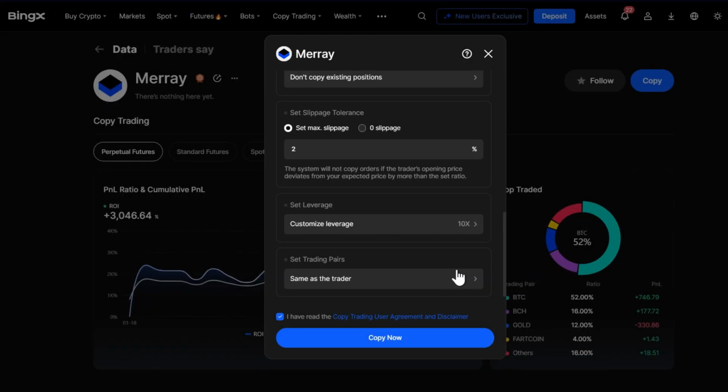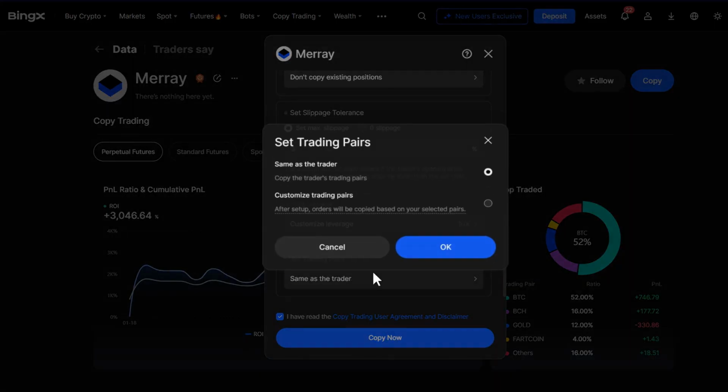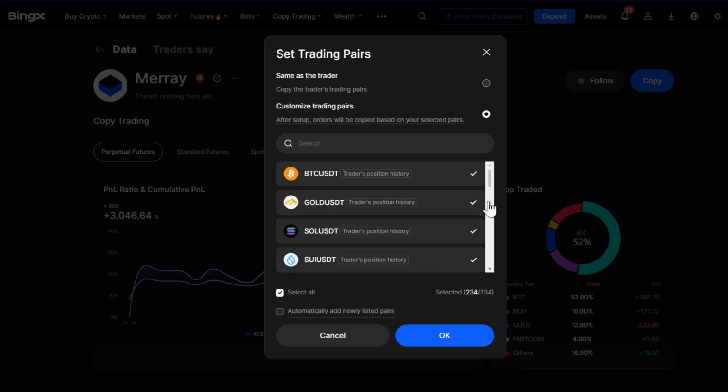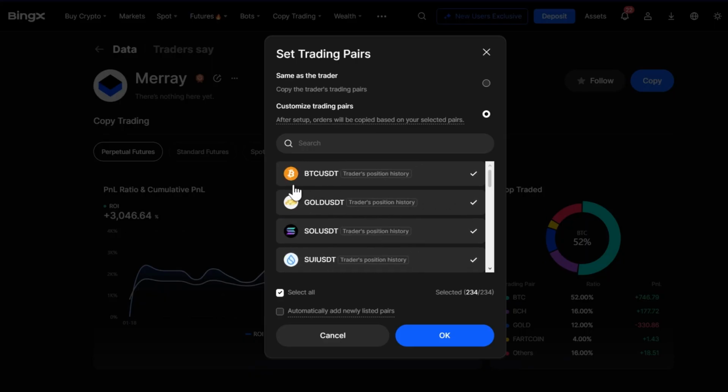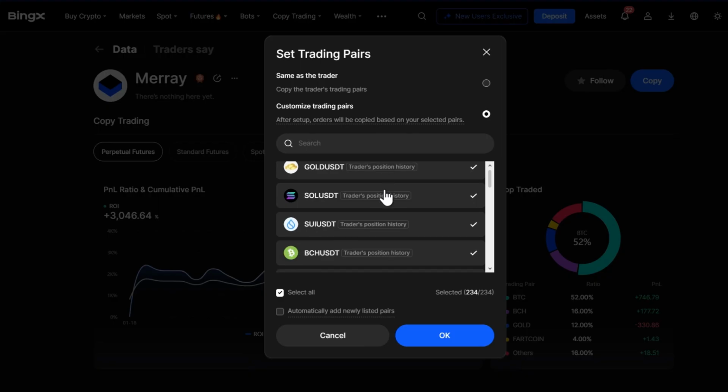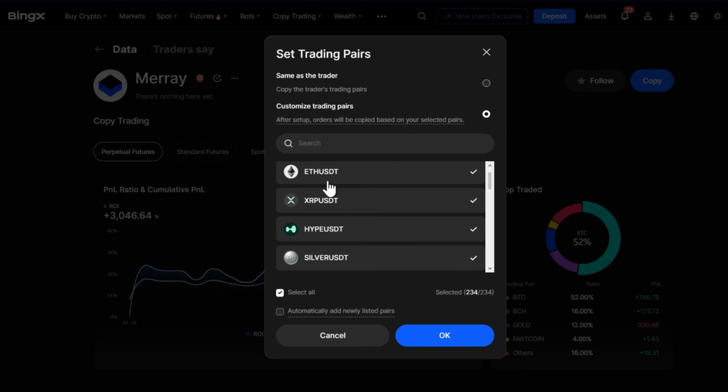On trading pairs, you can choose to copy all trading pairs. This follows every trade the trader makes across all cryptocurrencies. You can also select specific pairs only, where you copy trades on your selected pairs only. I recommend starting with just major pairs like BTC and ETH until you're comfortable with how copy trading works.